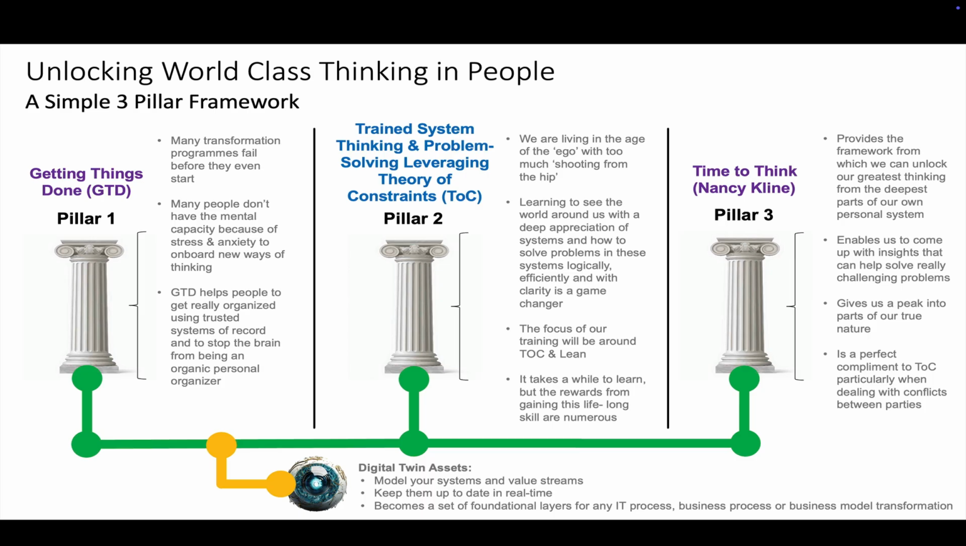Because in the context of work, particularly in larger organizations, many transformation programs fail before they even start. They fail because many people don't have the necessary mental capacity due to the stress and anxiety that entails from keeping a vast amount of real-time activity and actions in one's mind whilst on the go. Put simply, our minds are not designed to be organic personal organizers. When working with very little natural mental capacity available, this makes it difficult to onboard new ways of thinking, to create new habits, and to learn new skills.